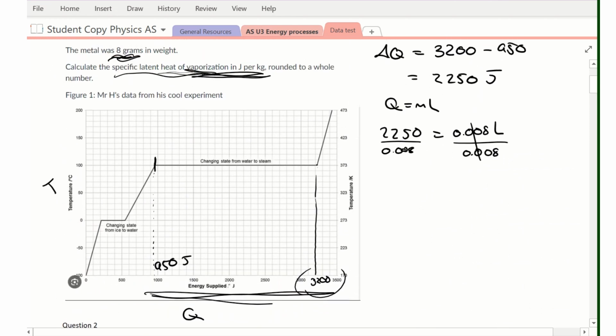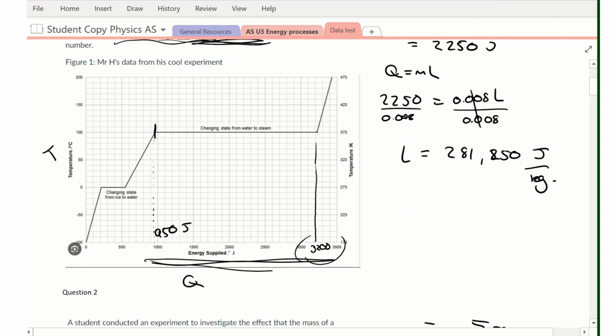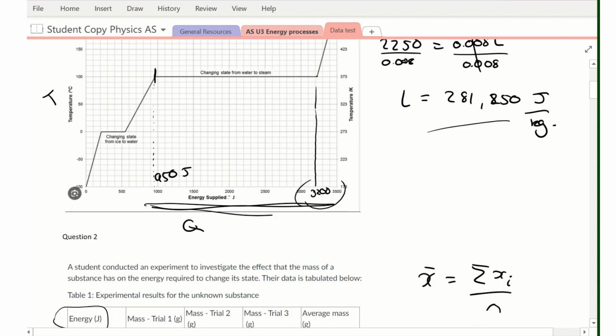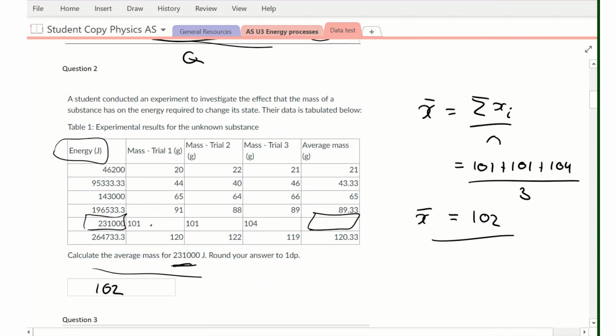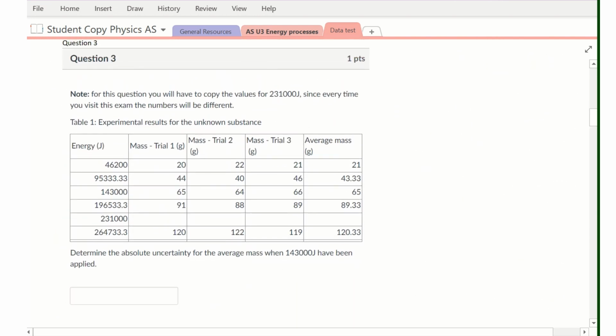Now I can also do this question quickly. 2,250 divided by 0.008. So our L is going to be equal to 281,250, and this is joules per kilogram because we were asked for that specific unit. So that's what we would put into the answer box, 281,250. Let's continue to question 3.